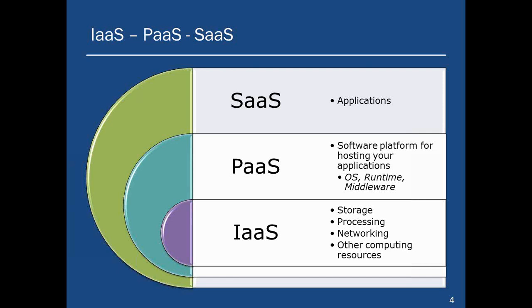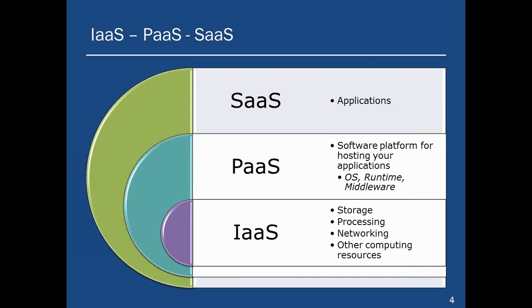So if I try to compare this analogy, when I say I need a hardware to host my application, if this virtualized hardware is what is given by a cloud service provider, then that service is categorized as infrastructure as a service.